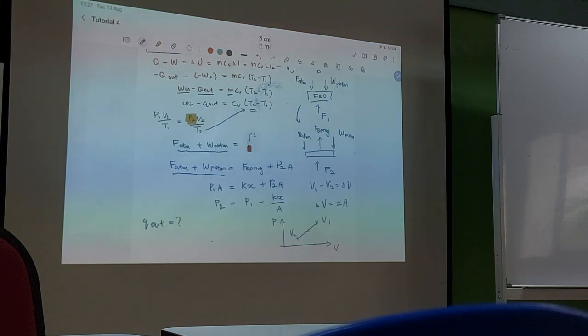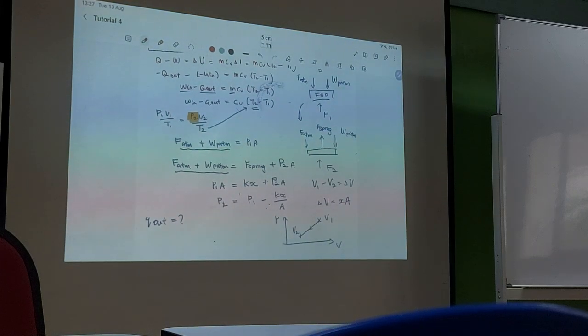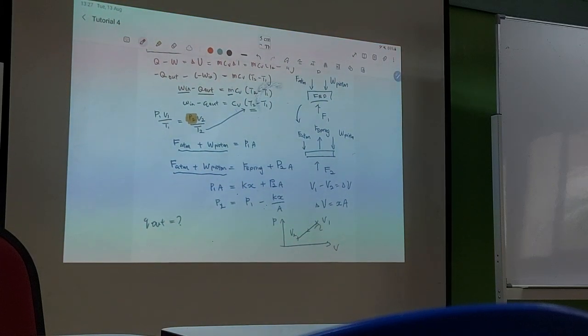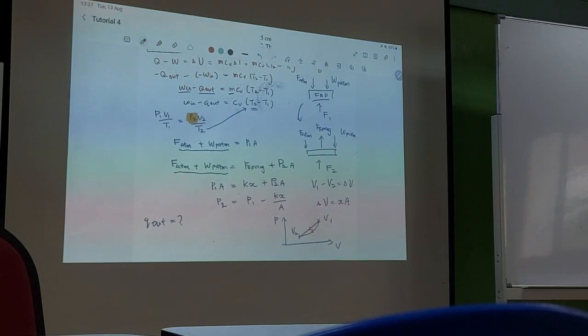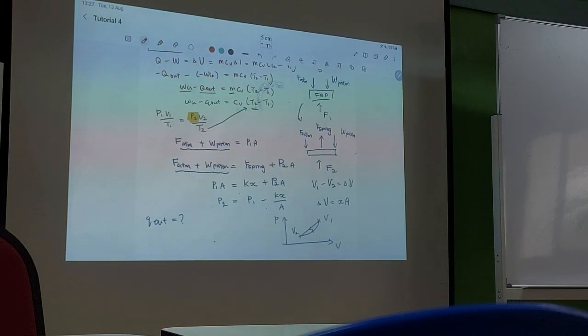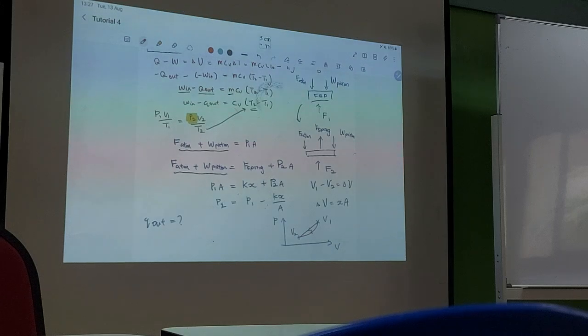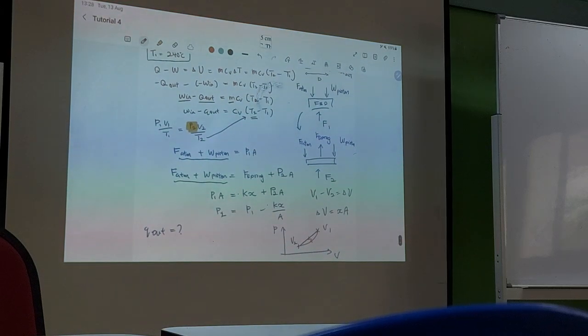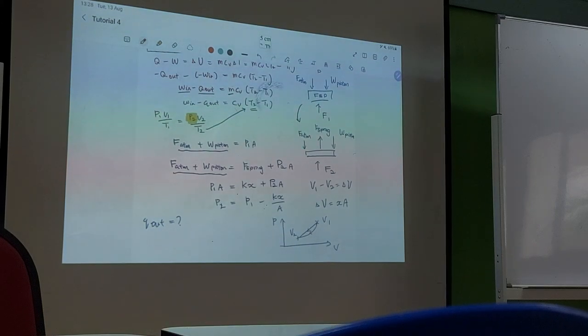If there is no spring, in this case, assume there is no spring. Of course, if there is no spring, you don't have enough information to find P as well. But if there's no spring, then this graph will look something like this. It will always be a curve, a positive curve. So regardless of whether you are dealing with expansion or compression, it will always be a positive, smiley curve. Only when you have a spring does it become a linear line.